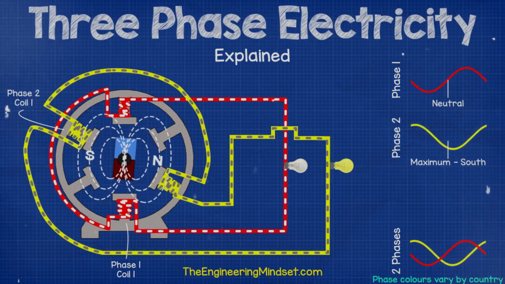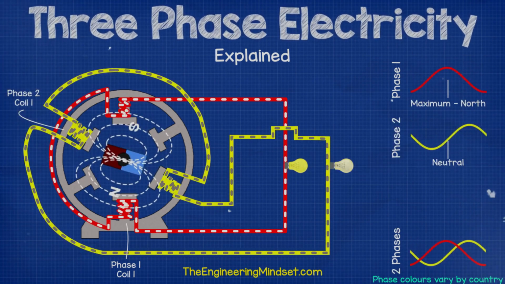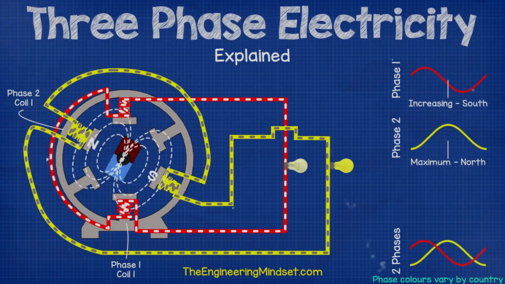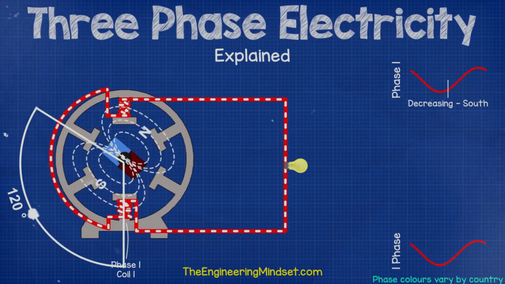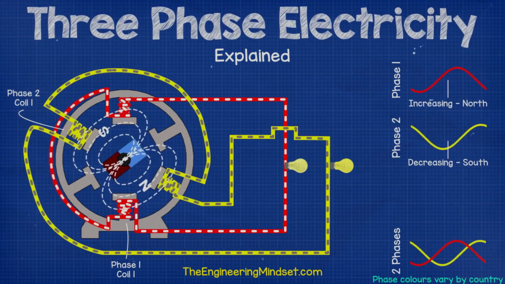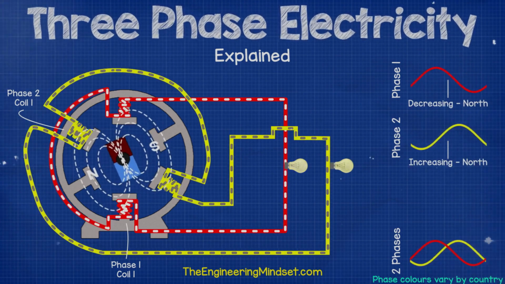To improve this, we can add another set of coils or a second phase into the generator. And we can do this by placing the coils 120 degrees rotation from the first set of coils and then connect this up to another lamp.